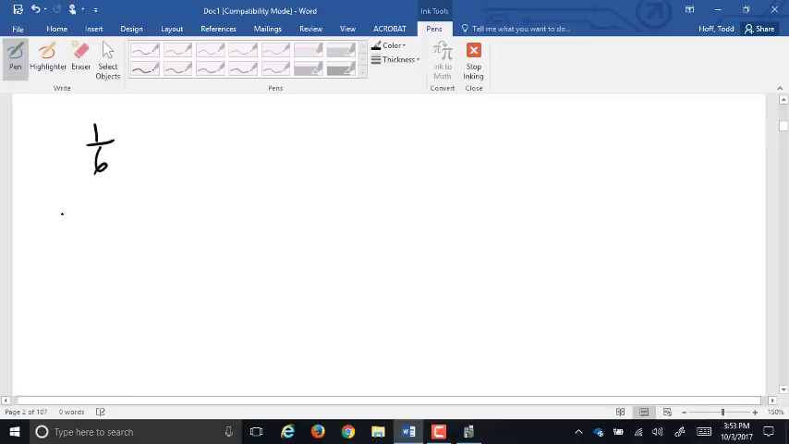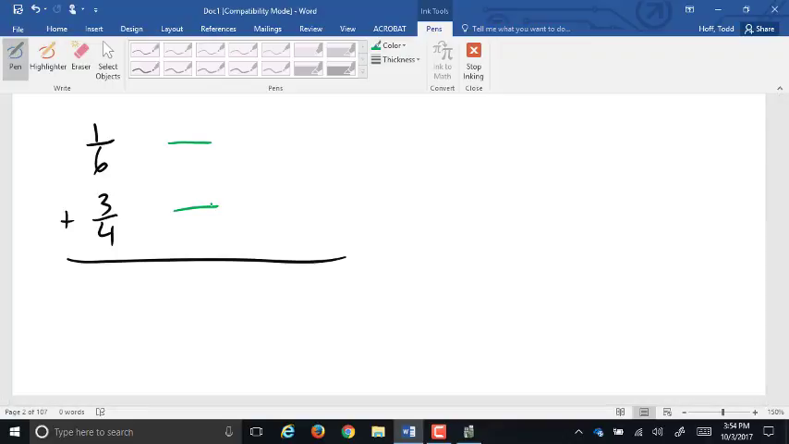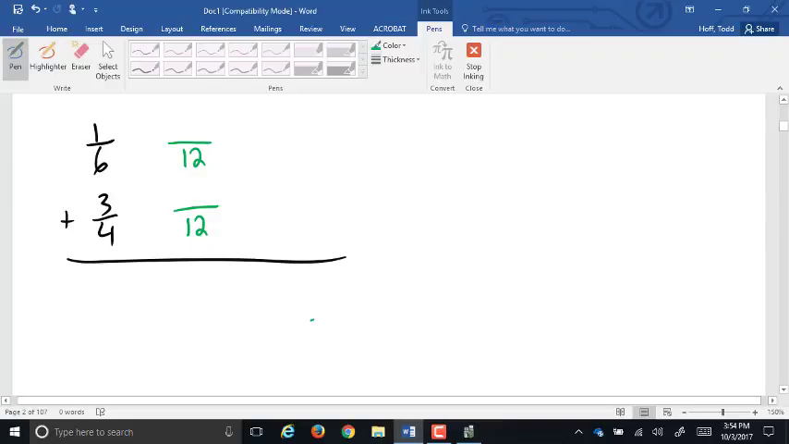So let's look at 1/6 plus 3/4. First thing is I'm going to have you guys tell me, what is the common denominator going to be? 12 is going to be our least common denominator. Could have also used 24. 4 times 6 is 24.